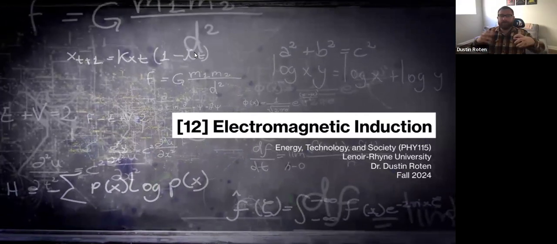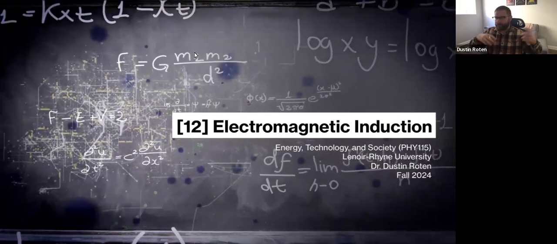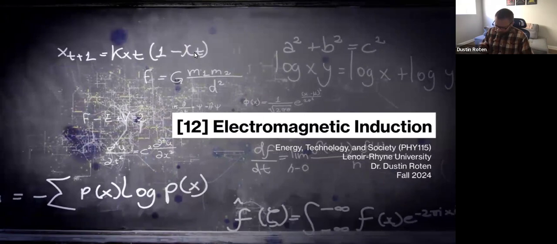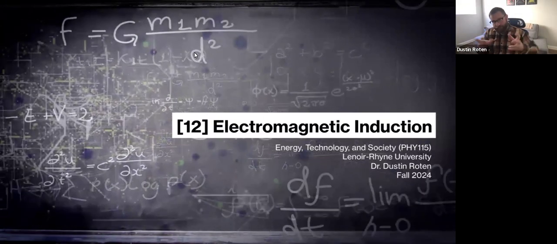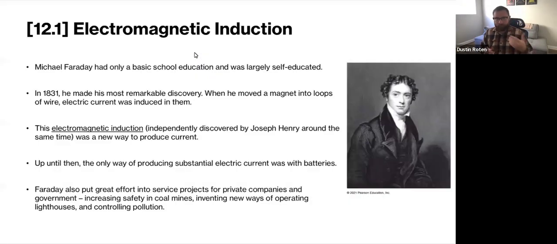So we're actually going to link all this together. We're going to talk about how magnets influence current, and how current influences magnets, magnetic fields. So in this module, we're going to bring everything together. When we start talking about electromagnetic induction, a key person that will come up is one of my personal favorite scientists, Michael Faraday.